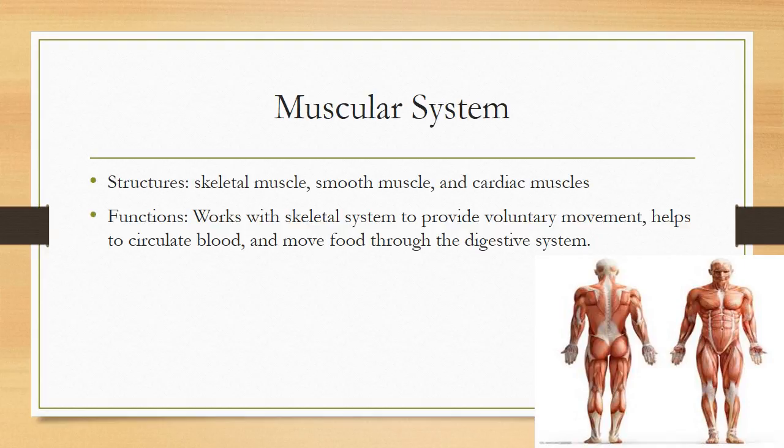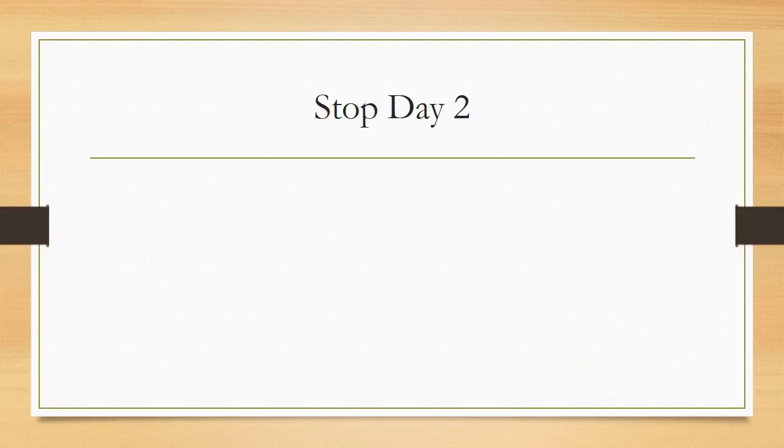So your muscular system, there's three different kinds. There's smooth muscle, skeletal muscle, and your cardiac. So your cardiac is actually just your muscles that are associated with your heart. Your smooth muscles are those that are just associated with your hollow organs, such as your stomach or your esophagus. And your skeletal muscles are everything that's attached to your skeletal system. So this allows voluntary movement if we're talking about the skeletal system movement. This also helps circulate your blood, and it moves food through your digestive tract using the smooth muscles.